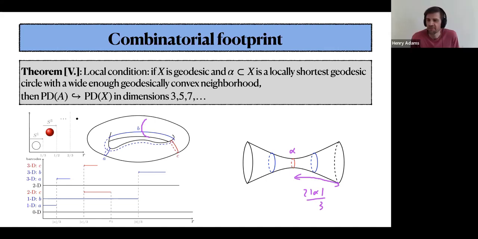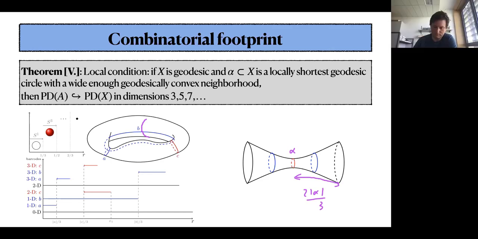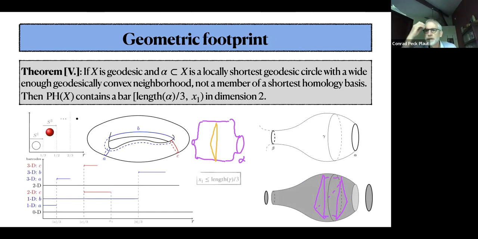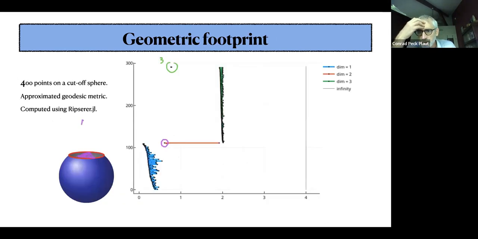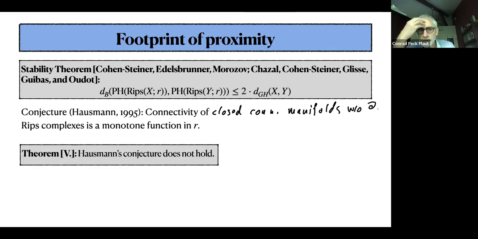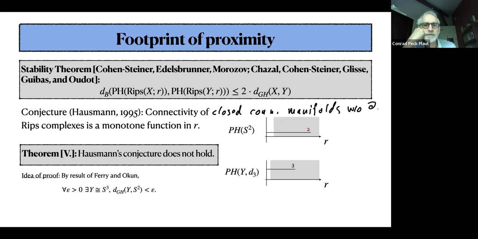More questions? Yeah, I just have a quick question. That conjecture, what was it, Hausmann? Yeah. There's this classical example of just taking the Hopf fibration and shrinking the fibers. That gets you something, those 3-spheres approximate the base of the Hopf fibration, which is the 2-sphere. Was that Ferry and Okun's?